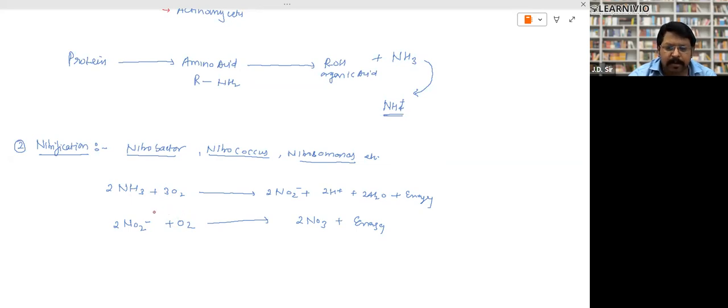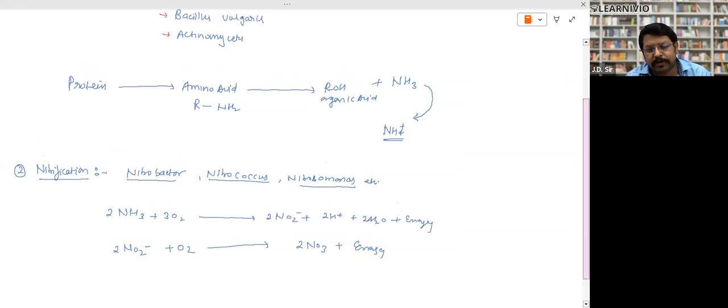What do you have to remember? You have to remember the nitrification bacteria: Nitrobacter, Nitrococcus, and Nitrosomonas. So in both of the cases, you have to remember only the names of the bacteria which are responsible for nitrification and which are responsible for ammonification, right?